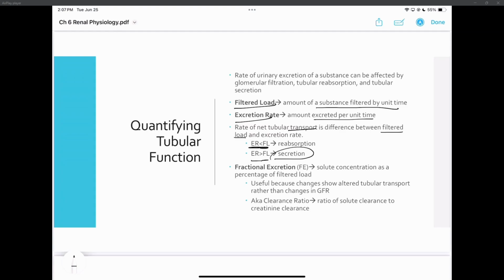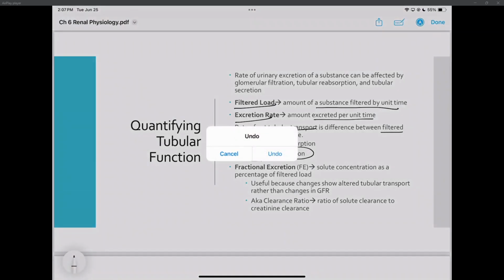Did we secrete more substance, and more of it came out in the urine than went in? Or did less come out in the urine than went in? We knew we had to reabsorb that.